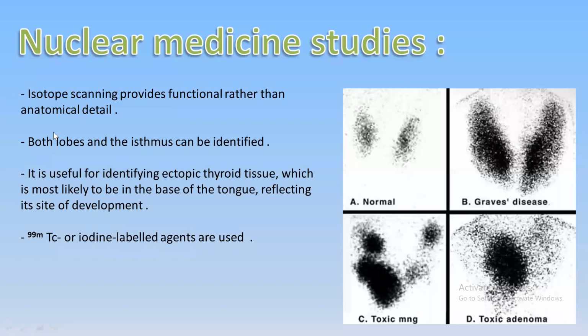Nuclear medicine studies, isotope scanning, provide functional rather than anatomical detail. Both lobes and isthmus can be identified. It is useful for identifying ectopic thyroid tissue, which is most likely to be in the base of the tongue, reflecting its site of development. Technetium or iodine-labeled agents are used.